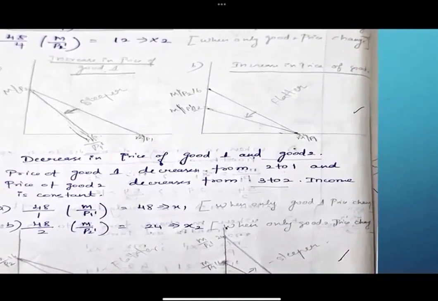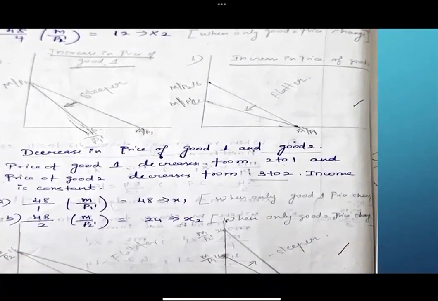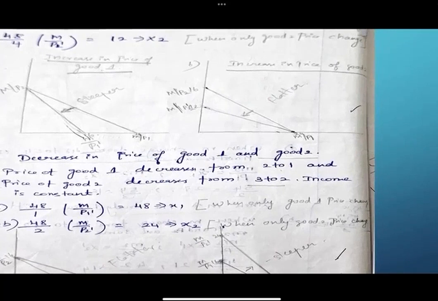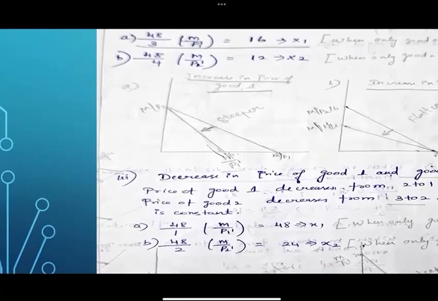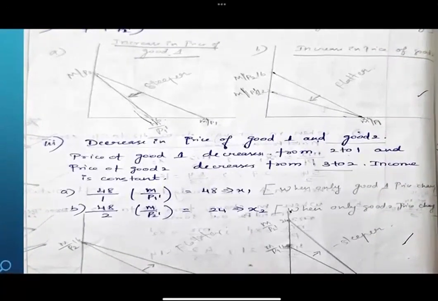So if the price increases, a common thing according to the law of demand, your demand will decrease. So if the price of good 2 increases, you will decrease your consumption of good 2 from 16 units to 12 units. Similarly, if the price of good 1 increases, you will decrease your consumption from 24 units to how much? 16 units. That is why the budget line shifts like this.